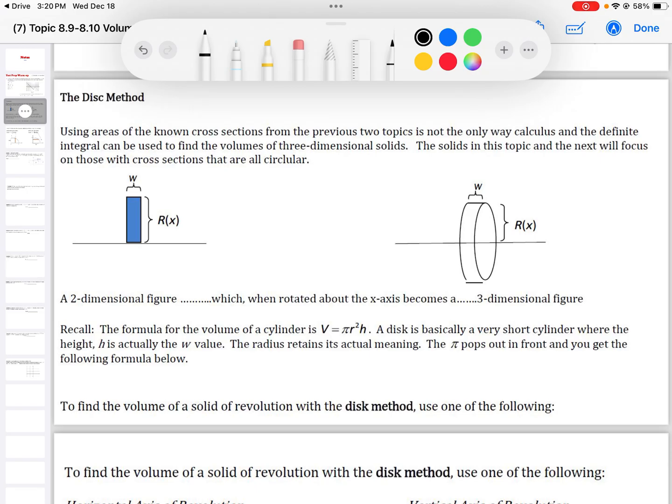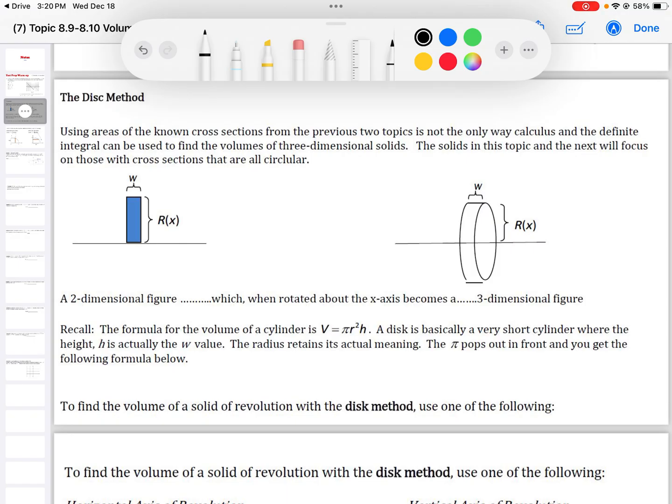All right, what we're doing on this one is we'll be given some graph or some section, and then this thing is going to rotate around either the x-axis or the y-axis, and when that thing rotates around, it is going to form a shape.